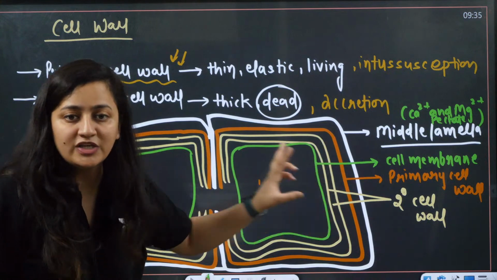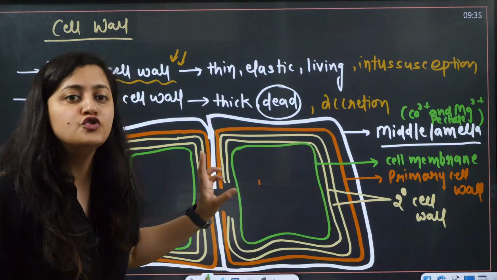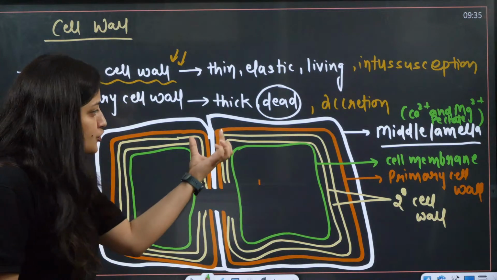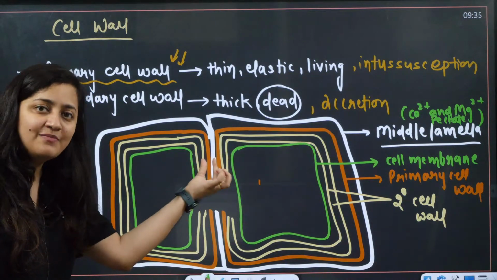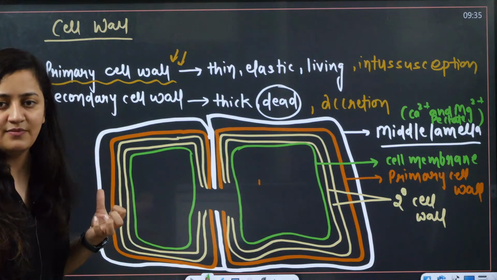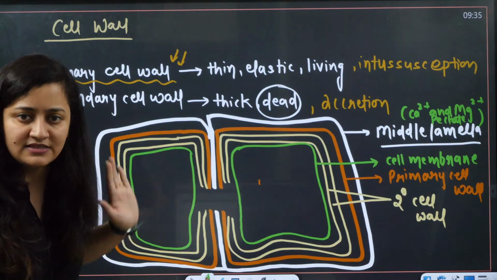So it is also one of the questions asked in a previous year paper. So you should know about this sequence, right? You should know about the sequence. So middle lamella, primary cell wall, then secondary, and then cell membrane. Clear? From outside to inside, this is the sequence.